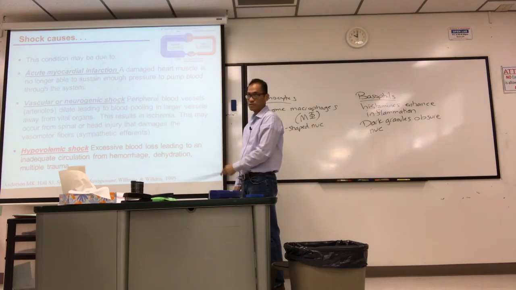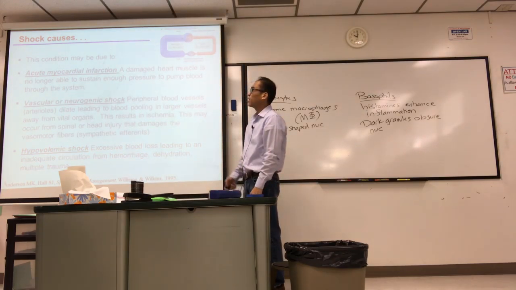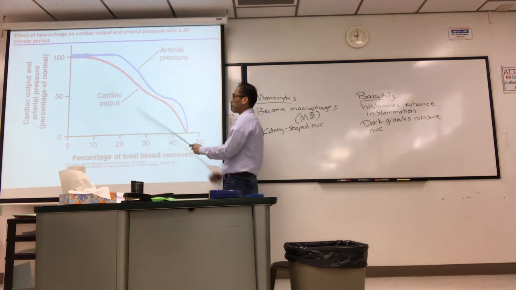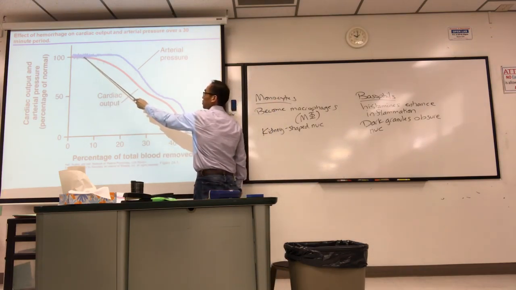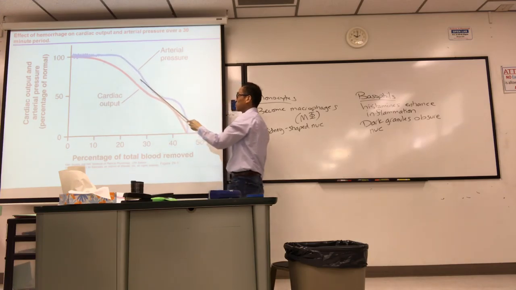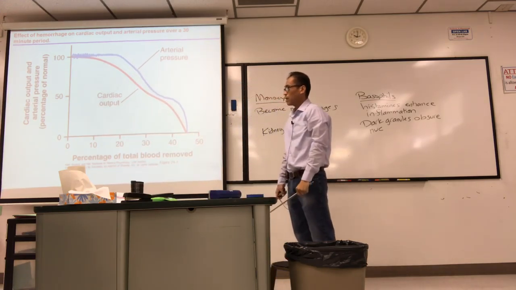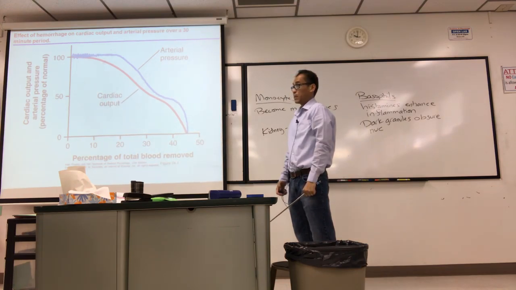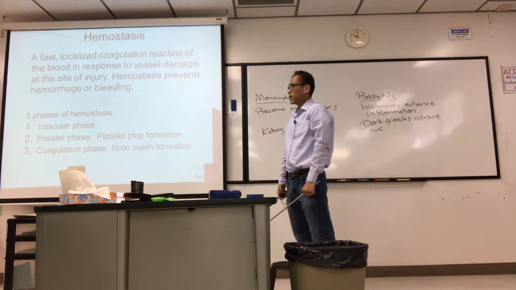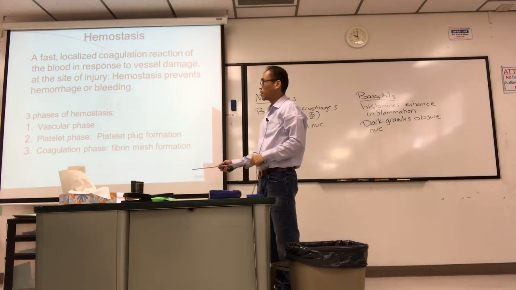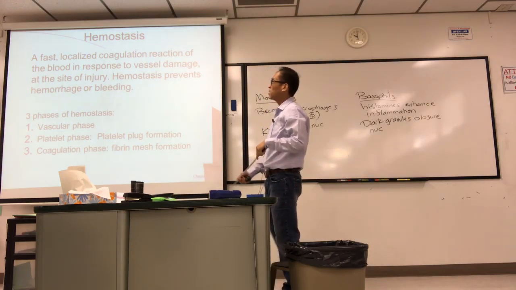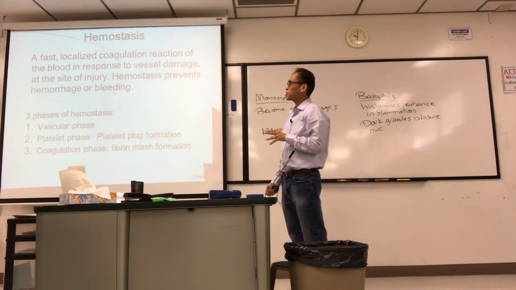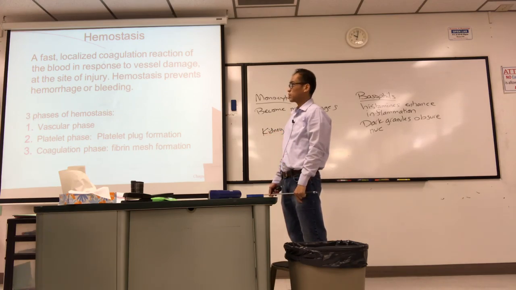Hypovolemic shock, simply blood loss. So it's important to study how, if a percentage of blood is removed, if you're bleeding, at some point the blood pressure is going to drop. So hopefully, if the blood vessel that's broken isn't big enough, coagulation can stop the bleeding. So let's talk about that. The fancy word for a blood clot is hemostasis. It's a fast, localized coagulation reaction of blood in response to vessel damage at the site of injury. Hemostasis prevents hemorrhage or bleeding to prevent shock.